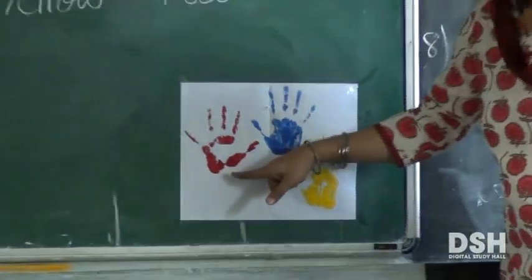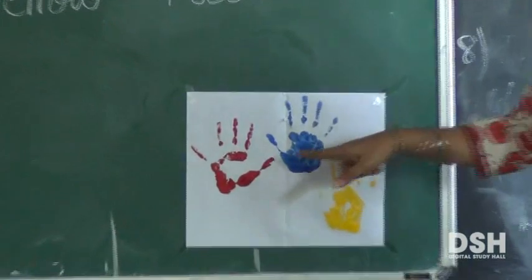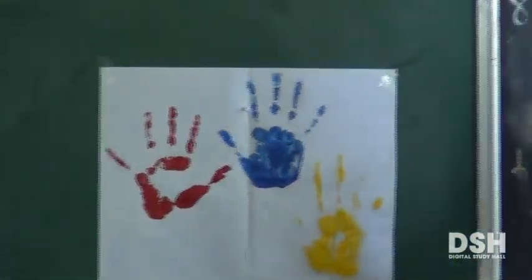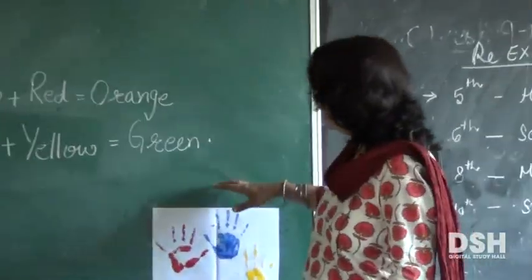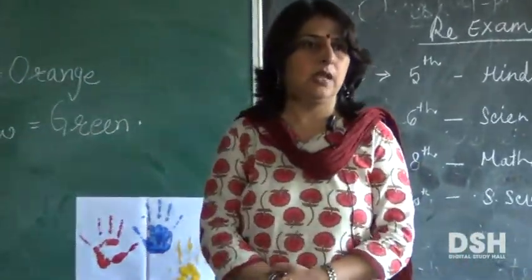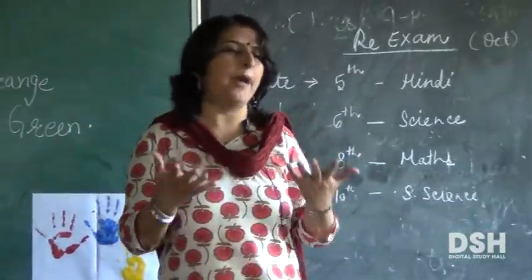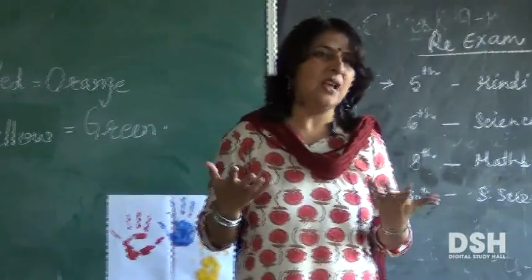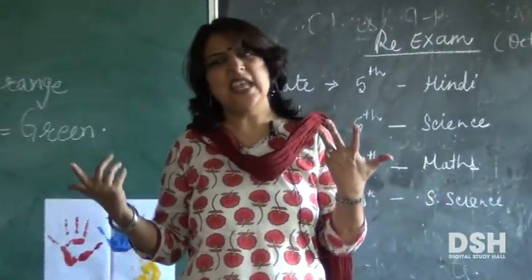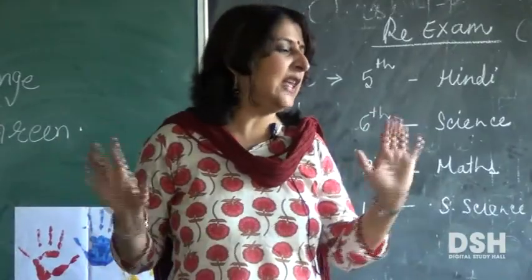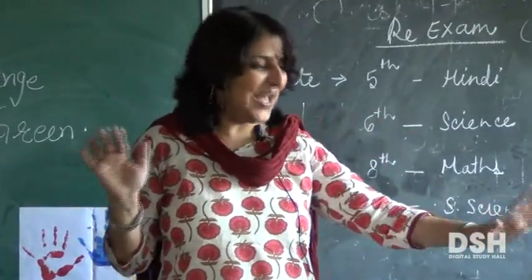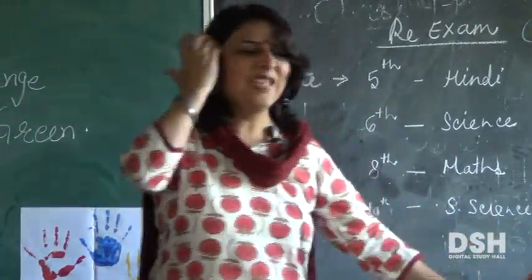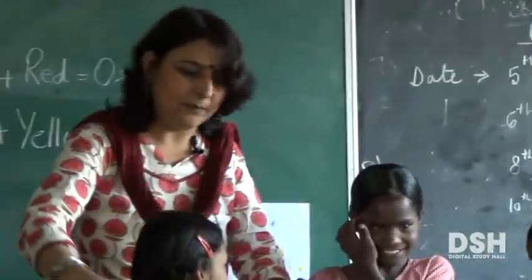So you can mix red and yellow, red and blue, and you will get so many colors. And it's so colorful, na? If you mix everything, it's so colorful. And without colors, it's so bad. It's so bad, na? Black or white. That's it. All the children with their colored hands, come here. Come, come, come. Everybody come.